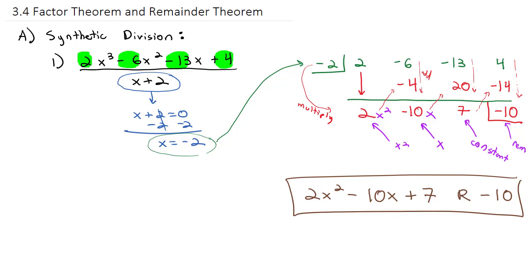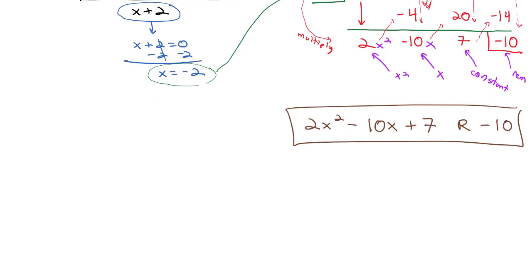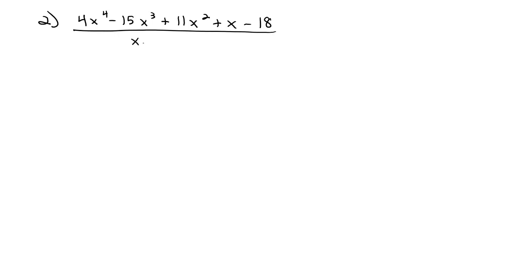All right, this example I did really slowly, step by step explaining. Let's do another example where we can just go through the motions now that we've seen the process. We're going to do 4x to the 4th minus 15x cubed plus 11x squared plus x minus 18. And we're going to divide that by x minus 3. Just like before, I'll start with that x minus 3, make it equal to 0, add 3 to both sides, and x equals 3 is my number that's going to go inside the box.